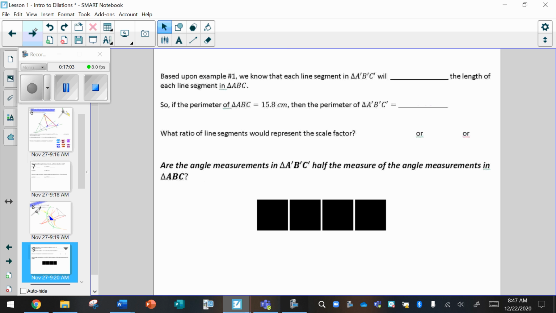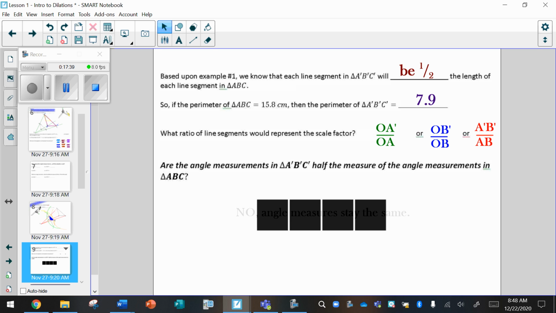So based on the example, we know that each line segment is going to be half of the original. If the perimeter started as 15.8, then 15.8 divided by 2 would lead to a new perimeter of 7.9. And then the ratio of the line segments that could represent the scale factor of 1/2, again, we do image length divided by pre-image length. So we have a lot of different options of which segments we could use, actual side lengths of the two triangles, or we could use the segments that connect our center of dilation to pre-image point and the center of dilation to the image point.